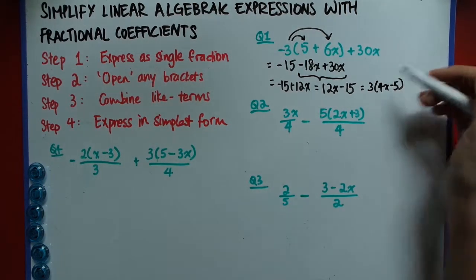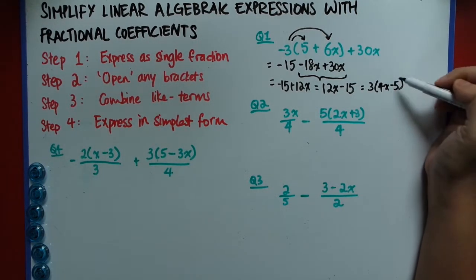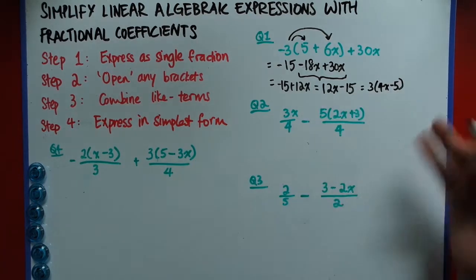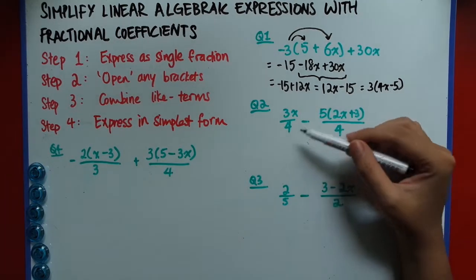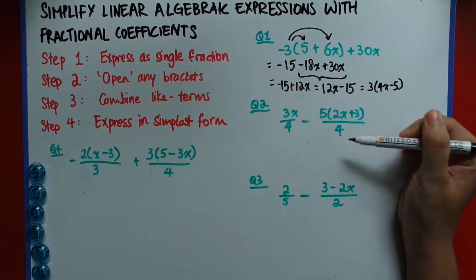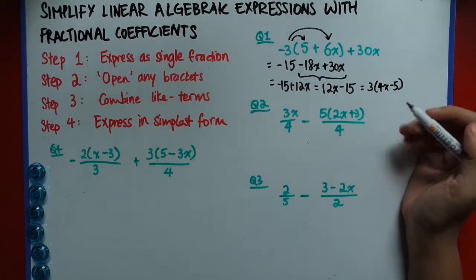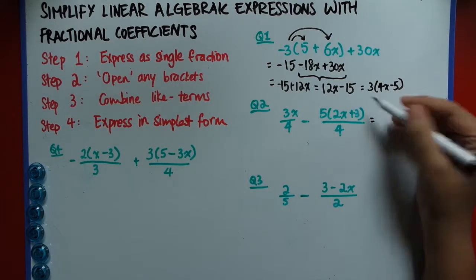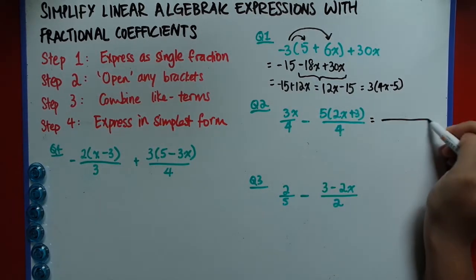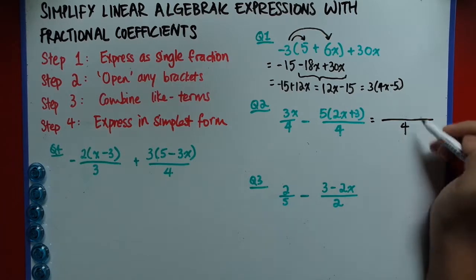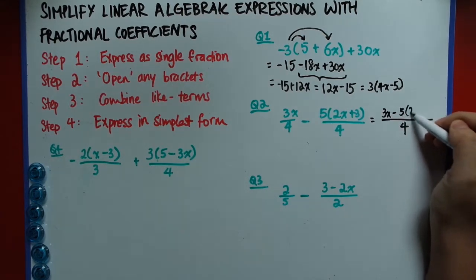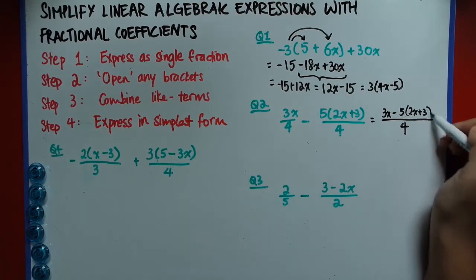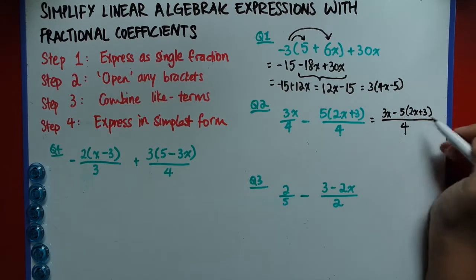So this is just a warm up. Now we'll go on to the real fractional coefficients questions. For question 2, here I've given you two fractions with the same denominator. Pretty straightforward. All we have to do now is to just combine them. So we write 4 as it is together, and you write 3x. Let's just take it easy. Let's not do any other calculation first. All I've done is I've expressed as a single fraction.